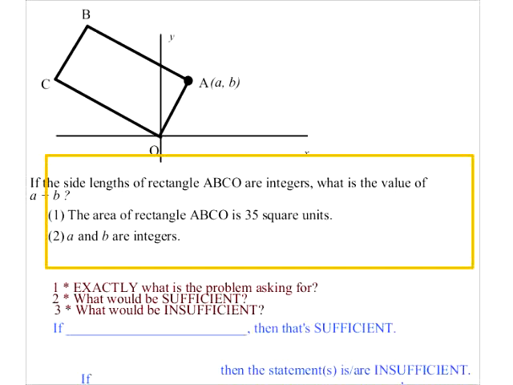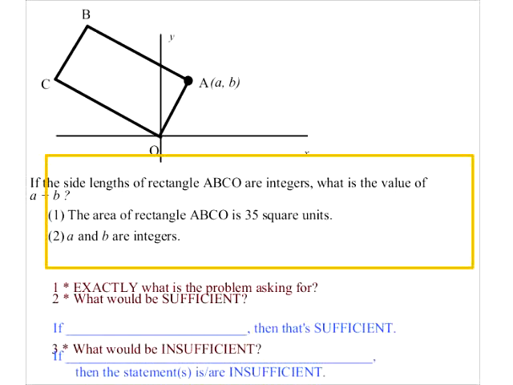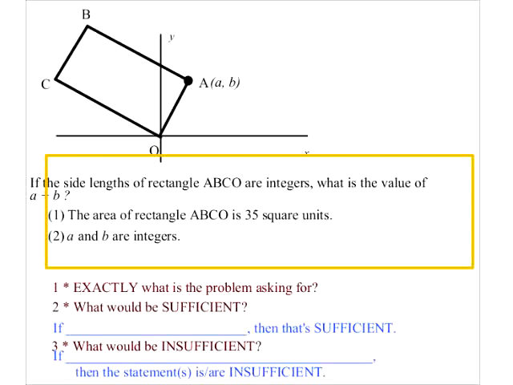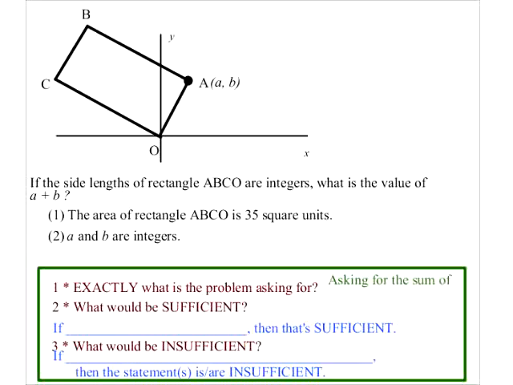Okay. Let's answer these questions. Someone tell me, what is the problem asking for? The problem is asking for the sum of A and B. By the way, when you do this, make sure you also realize what the question is not asking for. It's asking for the sum of A and B.